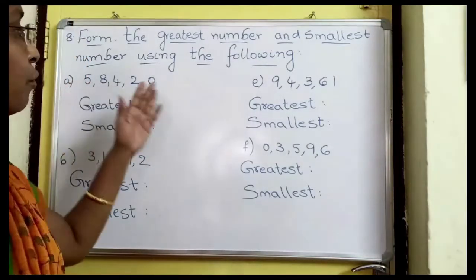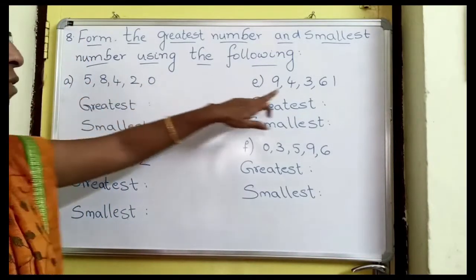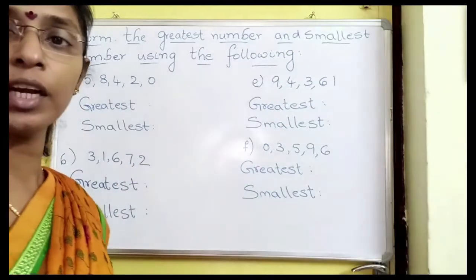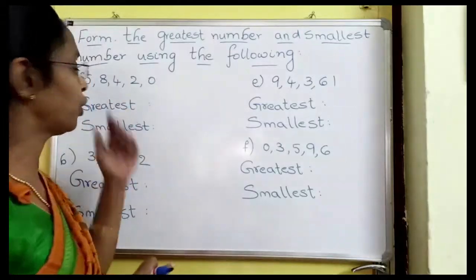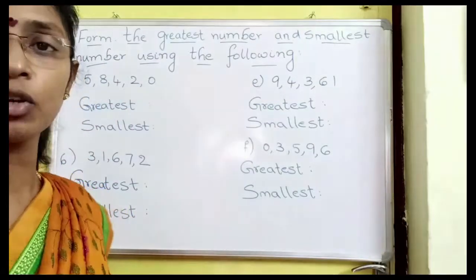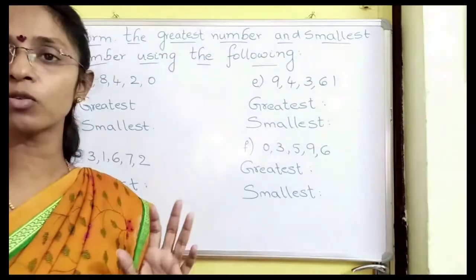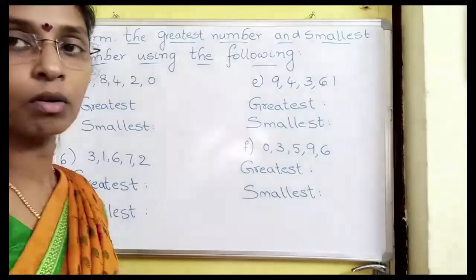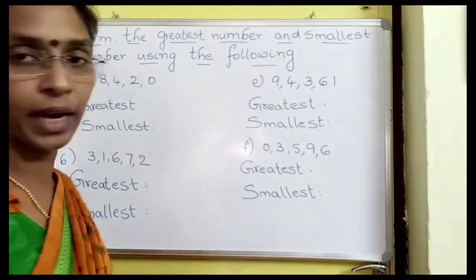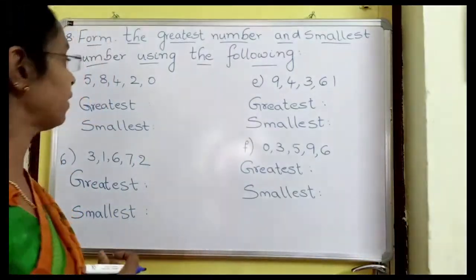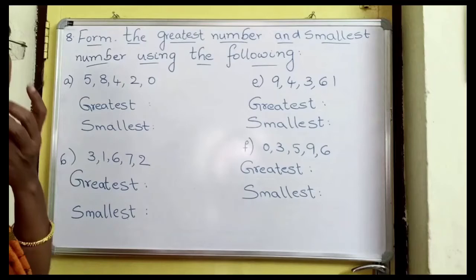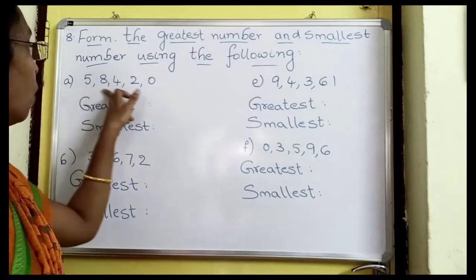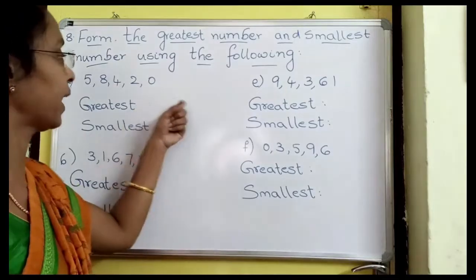Now see here children, few digits are given for you. Each digit is separated by a comma, that means they are individual digits. When you are given the individual digits and asked to form the greatest and the smallest number using all the digits given, how you have to arrange the numbers? Always keep in mind, see here how many digits are given, 5 digits are given. Using all these 5 digits you have to form the greatest number.